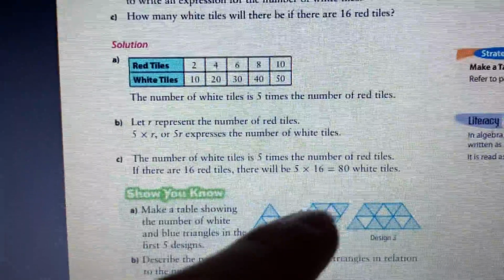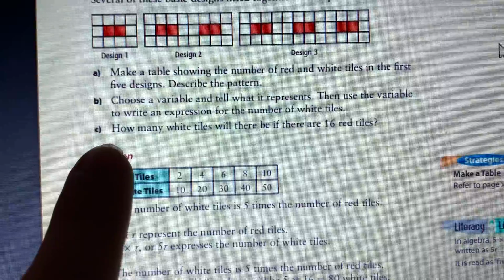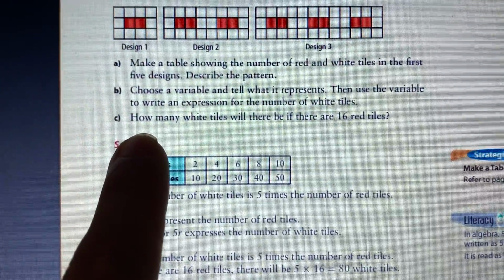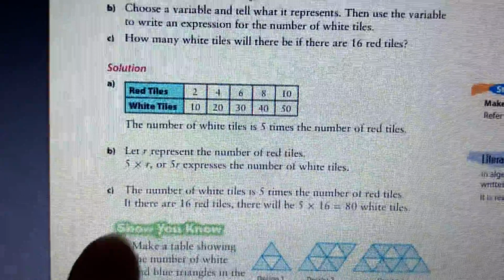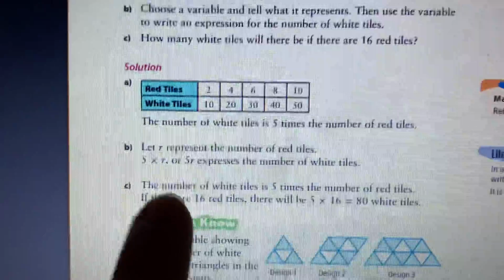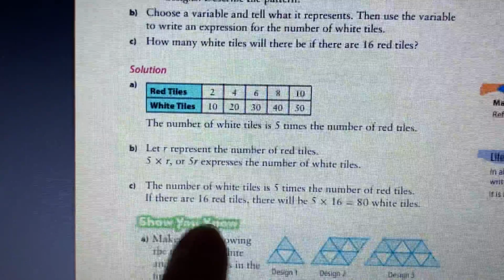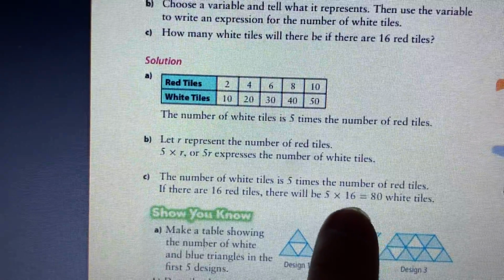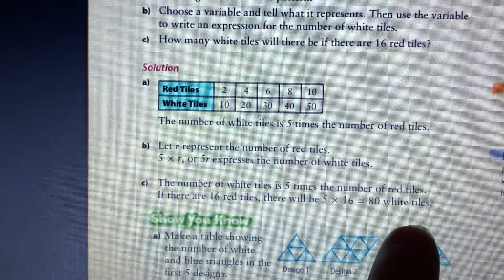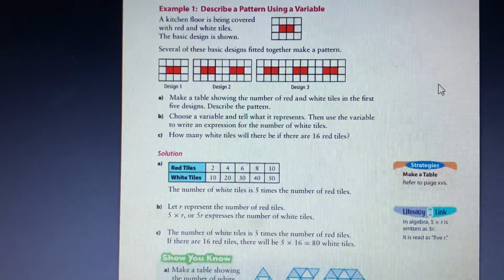Okay, and then for C of this question, I said 15, not 16, sorry. They say, how many white tiles will there be if there are 16 red tiles? So they do the exact equation we're talking about. The number of white tiles is 5 times the number of red tiles. If there are 16 red tiles, there will be 5 times 16, which equals 80 white tiles. So that's how we answered this example question.